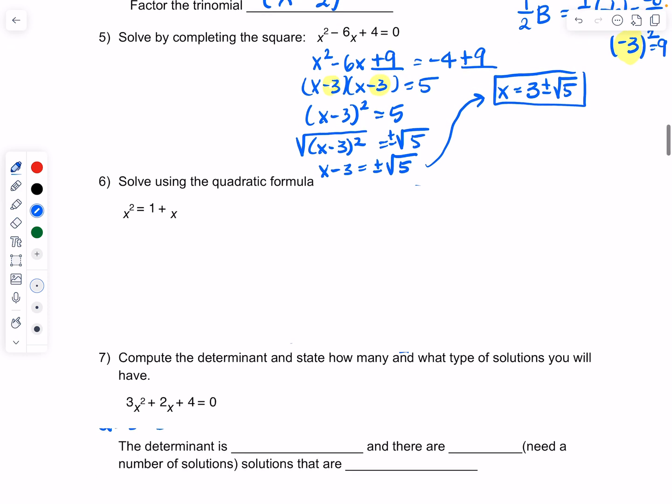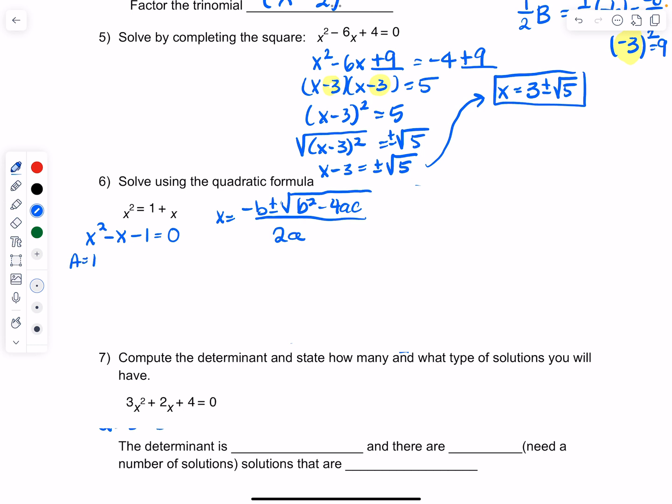Solve using the quadratic formula. The quadratic formula is x equals -b plus or minus the square root of b squared minus 4ac, all over 2a. Okay, so before I start this out, I need to move all my terms onto the left-hand side. So I'm going to move the x over so I get -x. I'm going to move the 1 over so I get -1. Once they're on the left-hand side, I can read off the values. A equals 1, B equals -1, and C equals -1.